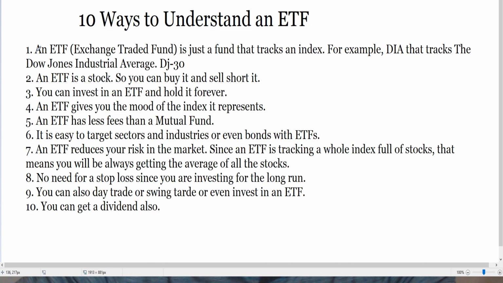Now, the first thing. One, an ETF, which is called an exchange traded fund, it's just a fund. It's just a fund that tracks an index. Okay, so let's explain all this for those who have confusion. Now, an example. An index is like the Dow Jones Industrial Average. Almost everyone knows what it is. It's the DJ30. It means we have 30 stocks and the average of them is called an index. Okay? So this is called the index.